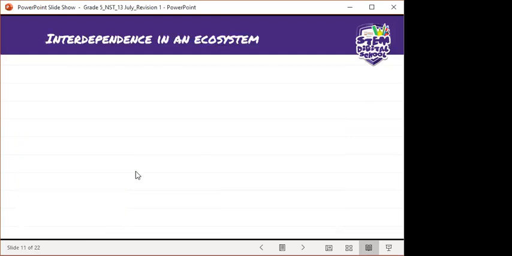Okay, so guys, interdependence in an ecosystem. What is an ecosystem? Just to start off there. What is an ecosystem? Or what is meant when we talk about an ecosystem? So remember, you guys need to know your terminology, ne? What is an ecosystem? You can raise your hand or you can type it in the group.